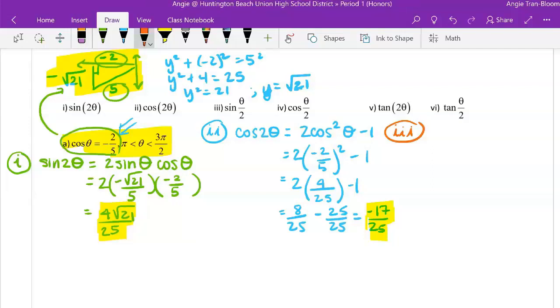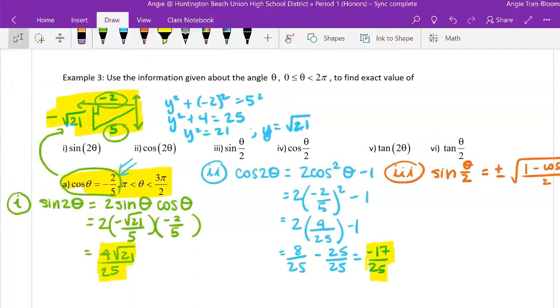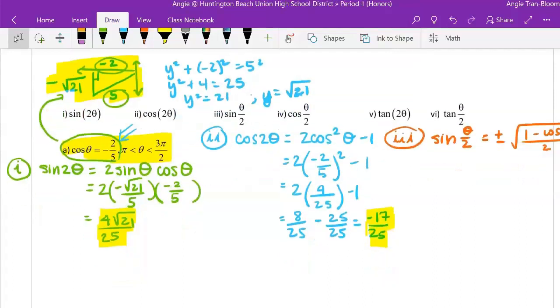3i says you are asked to find sine of a half angle. Now the sine of half angle, you're going to start with a plus or minus, then a radical 1 minus cosine of theta all over 2, still under the radical. Then from here I have to decide, is it positive or is it negative? Now let's look at what theta is. Theta is in quadrant number 3. So what if I'm doing half? Half means I'm dividing it by 2.